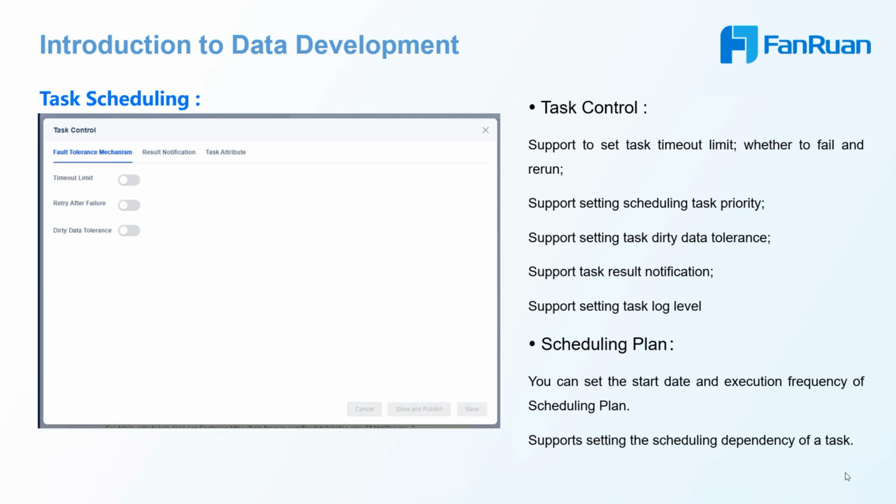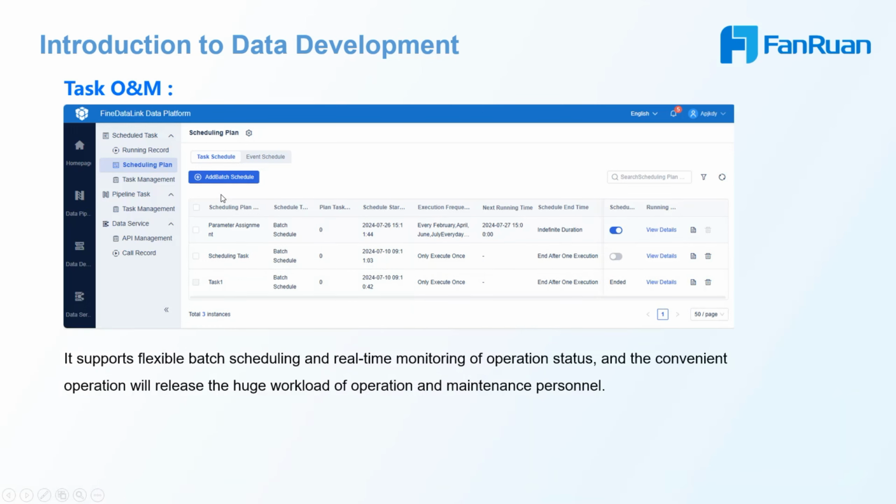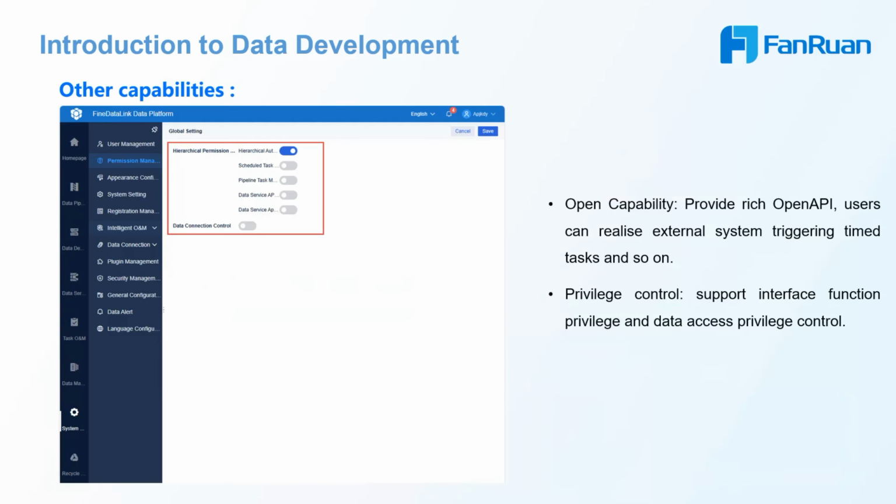For task scheduling, we support task control and scheduling plan. Support to set task timeout limit, whether to rerun after a task fails to execute. Support to set scheduling task priority, result notification, and so on. Also, you can set the start date and execution frequency of the scheduling plan and so on. Task operations and maintenance can be flexibly scheduled in batches and monitored for their running status. More convenient operations will greatly reduce the workload for maintenance personnel.